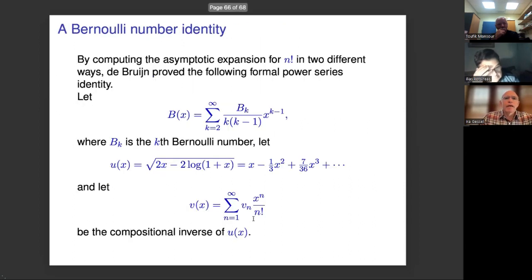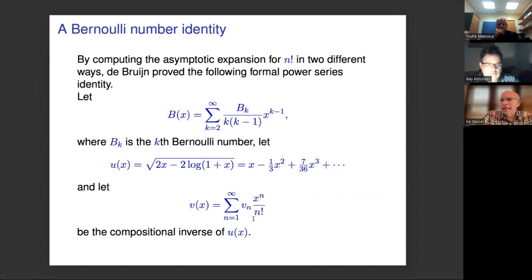Okay. And this is actually my last topic. I'll end maybe a few minutes early, but not too many. So this is a very obscure identity, and I can't blame you if nobody out there finds this interesting. I wouldn't be too surprised. But I find it interesting. So this is a formal power series identity that De Bruijn proved using asymptotic analysis. So using asymptotic expansions, De Bruijn proved an identity for formal power series.